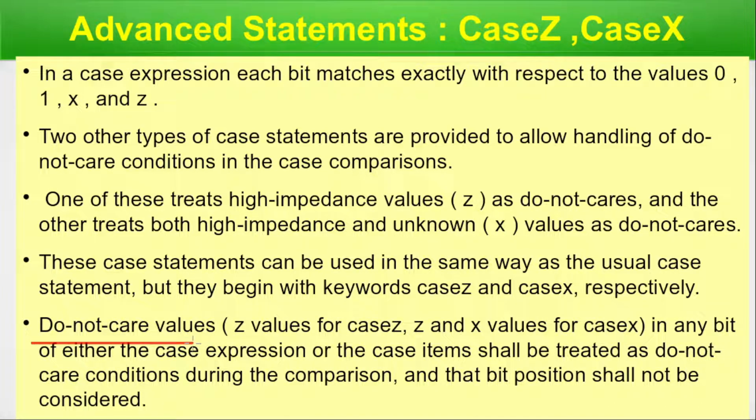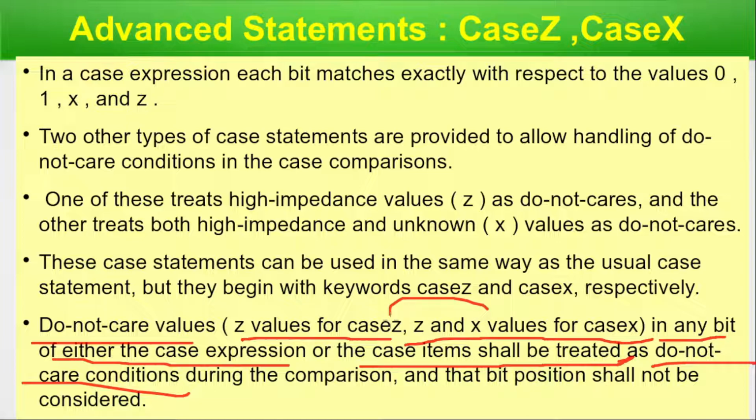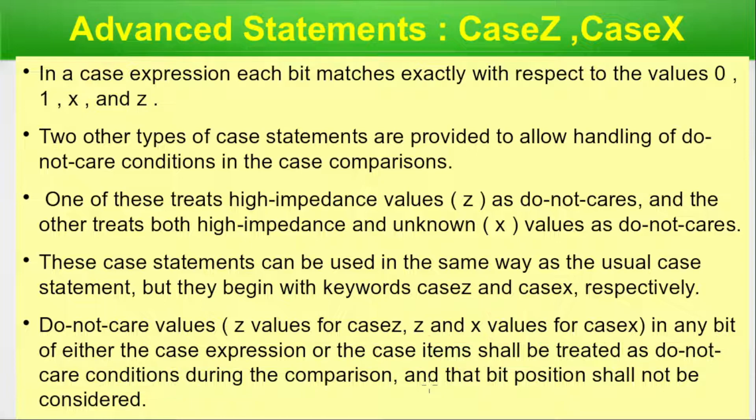Do not care values, Z values for case Z and X values for case X, in any bit in either of the case expression or the case item shall be treated as do not care condition. Basically, either Z or X or Z and X combined are treated as don't care conditions in the expression, and that bit position shall not be considered. If a particular bit position is assigned Z or X, that should be treated in a very judicious way. So we are done with this particular slide. Let's move on to the next slide.